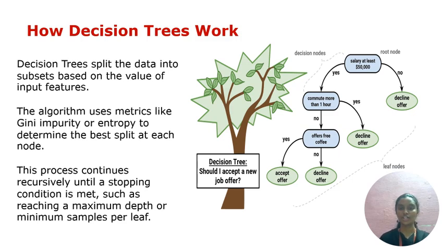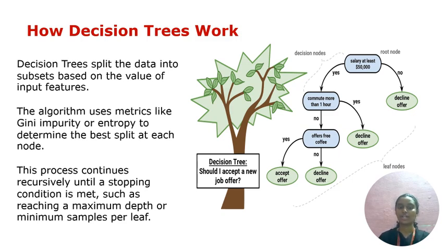This whole decision tree works on the given input, and it can be divided into further subsets, as shown in this particular tree. The algorithm uses metrics like Gini impurity or entropy to determine the best split at each node. This process continues recursively until a stopping condition is met, such as reaching a maximum depth or the minimum samples per leaf.